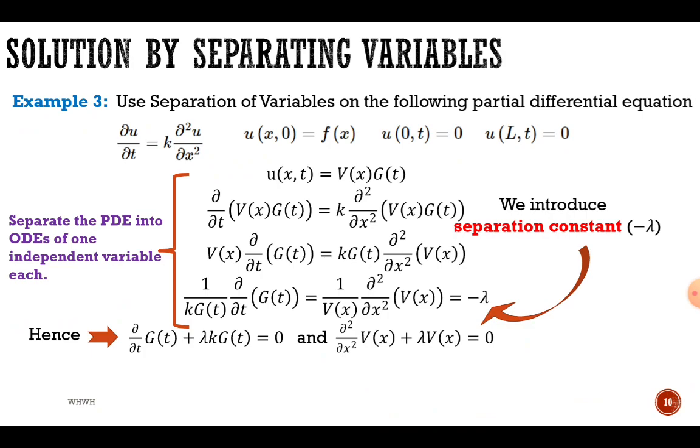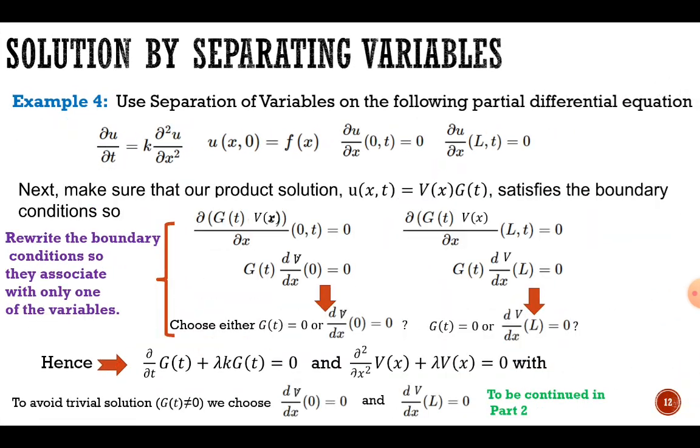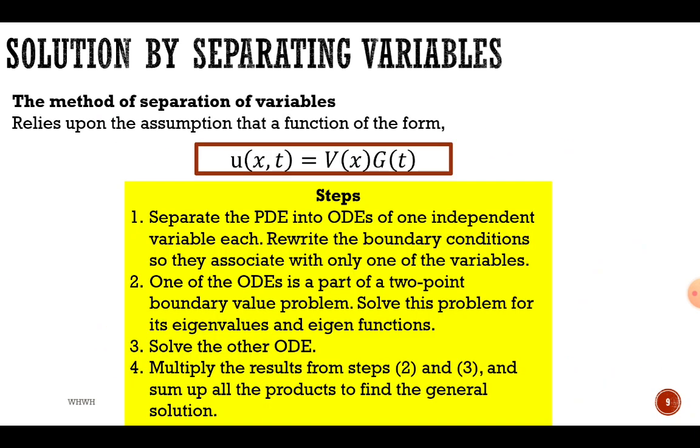I assume all of you know already the steps on how to separate the PDE into ODEs with one independent variable each, as you can see in example 3 as well as example 4 here. So to recap, in order to solve PDEs, there are altogether 4 steps. As of now, we are just done with step number 1.